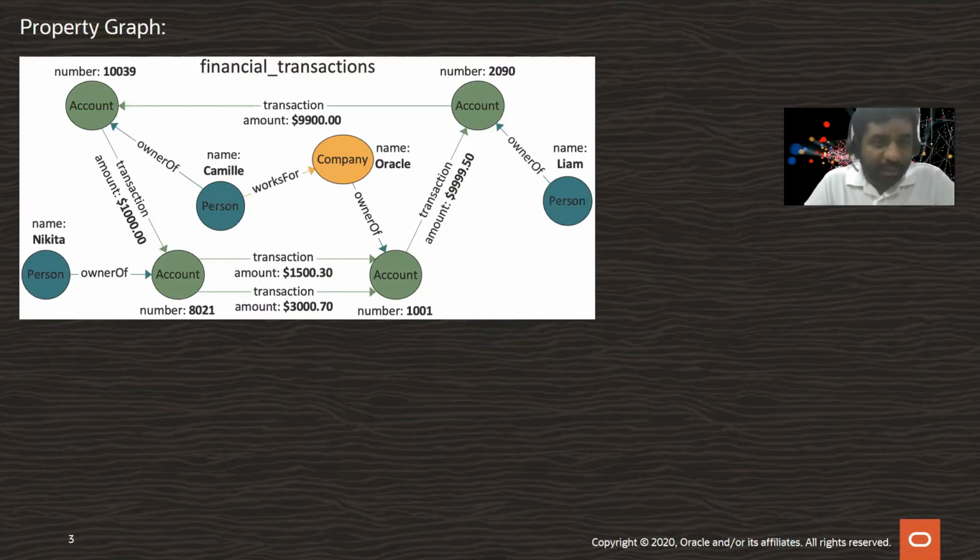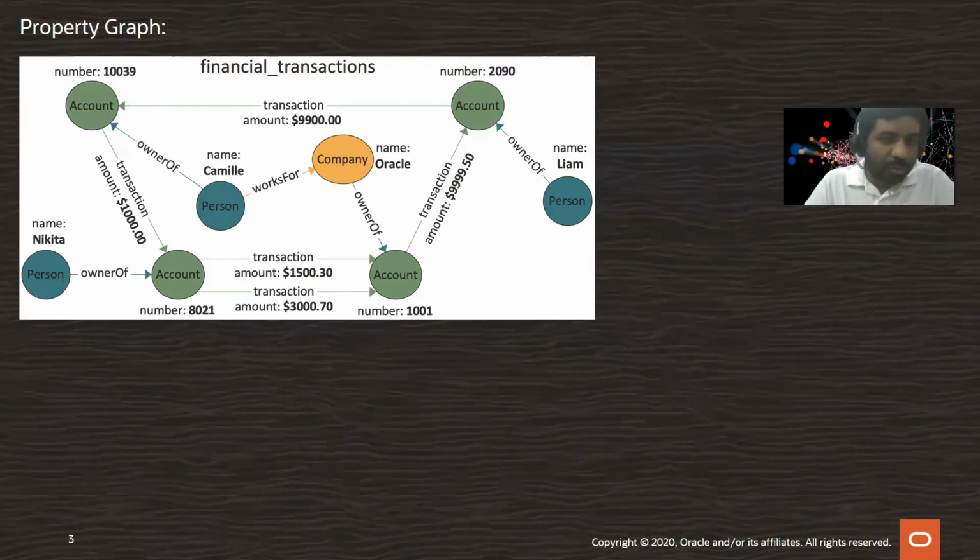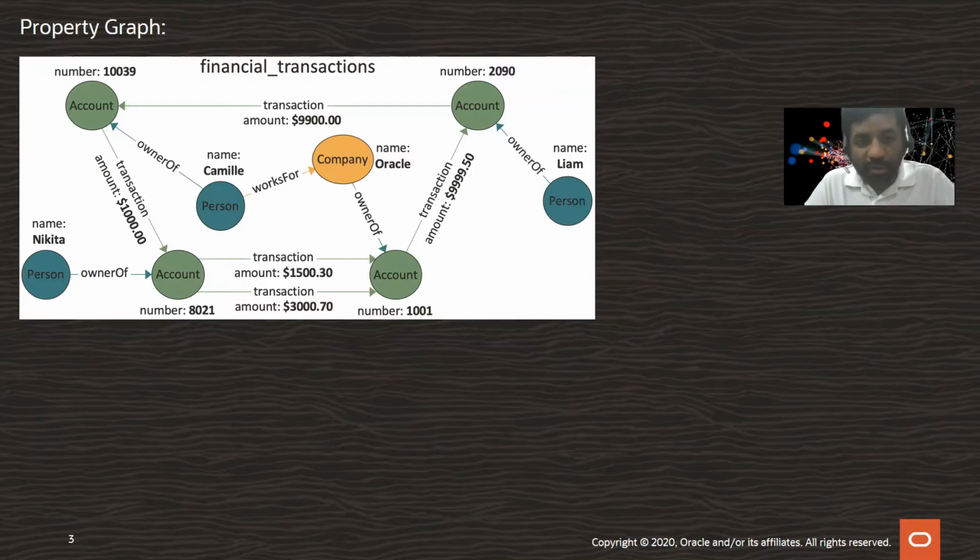As we can see on the screen, it's a screenshot or visual representation of different transactions between different accounts, with details on who has transferred it, who is the owner of a particular account, which company that person works for, and the associated attributes related to the transaction. If we start from the right-hand side of this screenshot, we can see that Liam, who is the owner of account 2090, has transferred close to $10,000 to account 10039 at the top left.